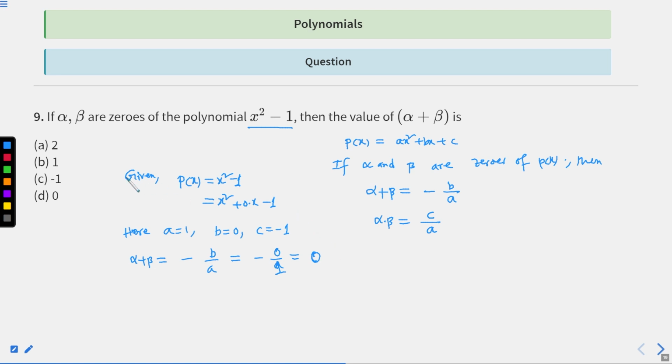So if you see in the options, in option D we have the value 0. Okay, so here the correct answer for this question is option number D. So now let us move to question number 10.